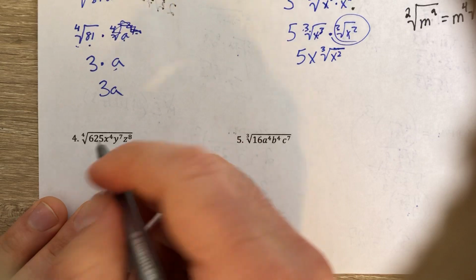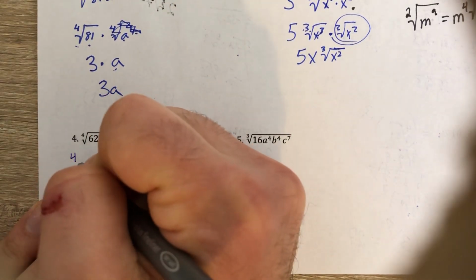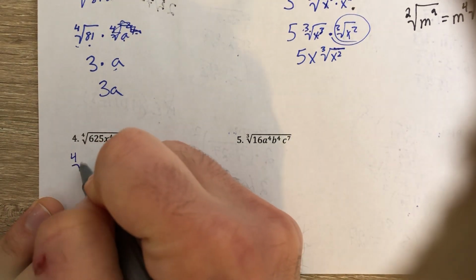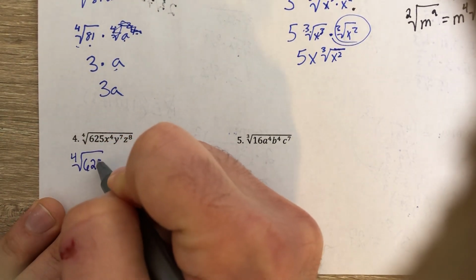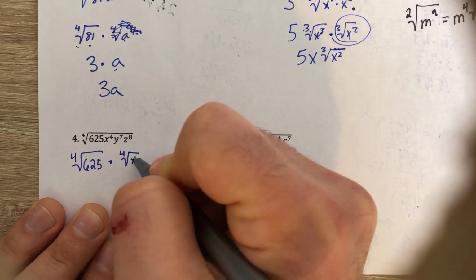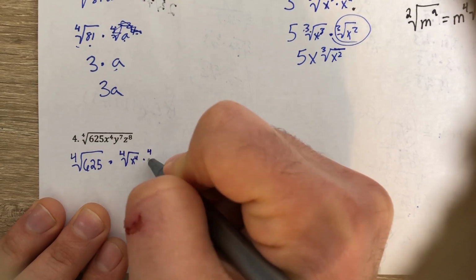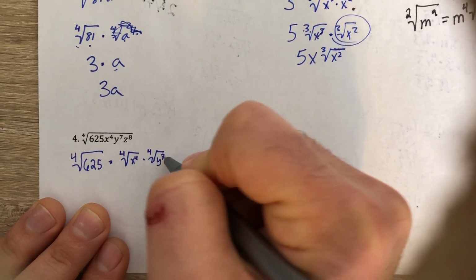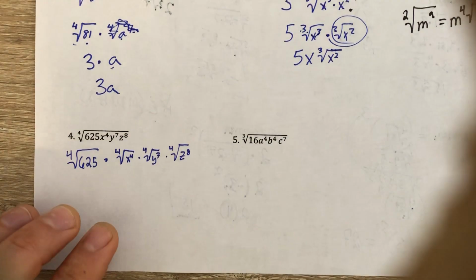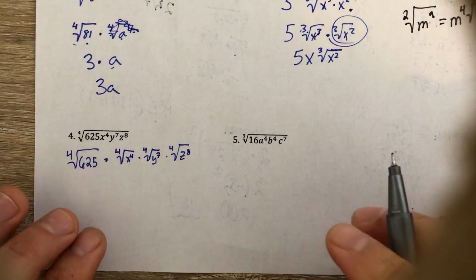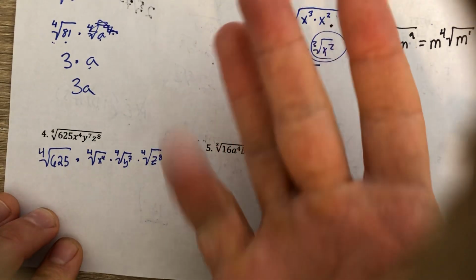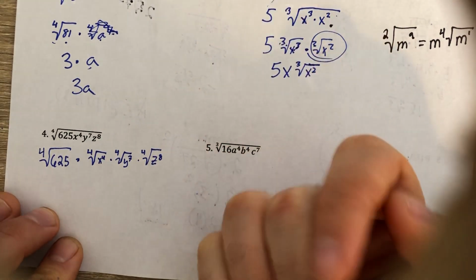All right, so we're going to break this down as the 4th root. I'm going to try it the shortcut way first, and then I can explain it the other way. The 4th root of 625, and let's just say times the 4th root of x to the 4th times the 4th root of y to the 7th times the 4th root of z to the 8th. I'm going to try to use my shortcut rule here so you can see how effective it is. The 4th root of 625, well, 5 times 5 is 25, times 5 is 125, times 5 is 625. So that's 5.